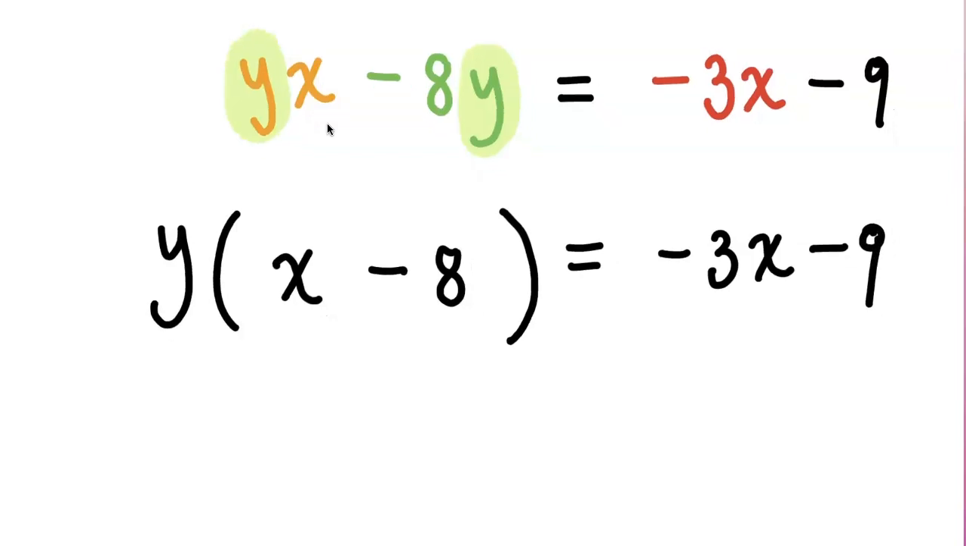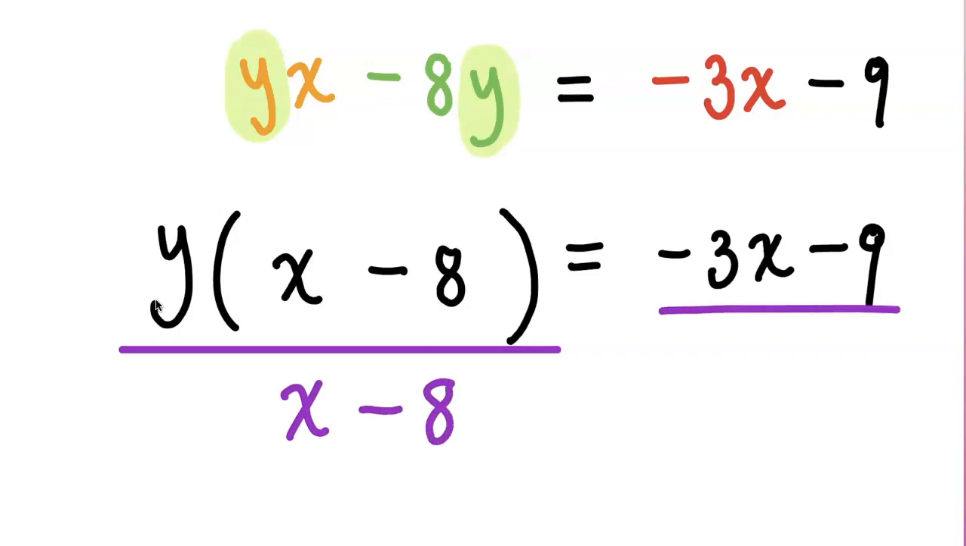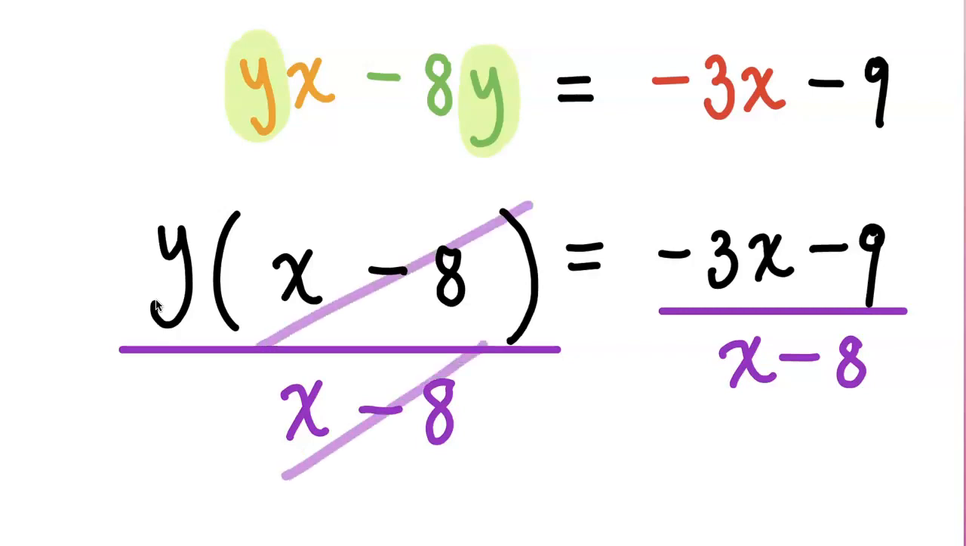But now I want to get rid of this parenthesis, this x minus 8, that is multiplying to y. So what's the opposite of multiplication? We're going to now divide both sides by x minus 8. Divide this side by x minus 8. And I did all this so that I can just cross out this x minus 8.